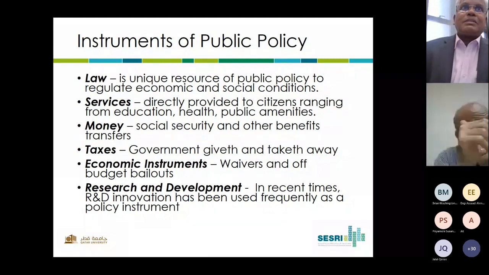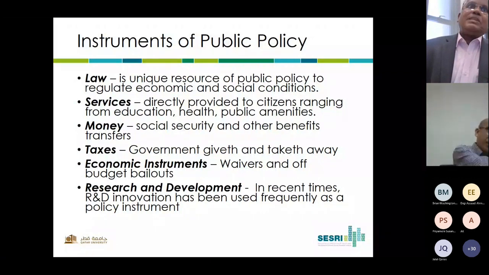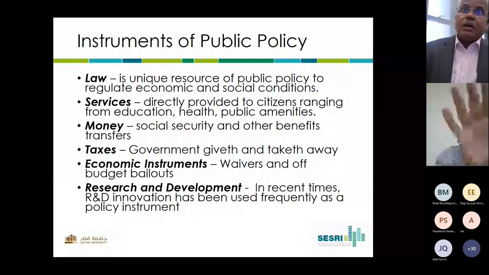The next instrument of policy is economic instruments. It is through economic instruments that government provides waivers, budget bailouts, etc. This is beyond the regular money transfer or service provision. These are particular economic instruments that provide waivers or budgetary bailouts or other larger grants.